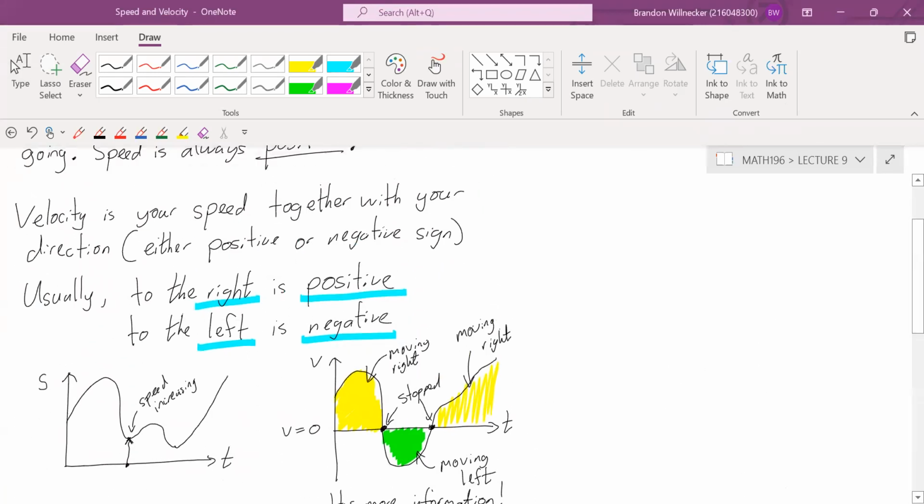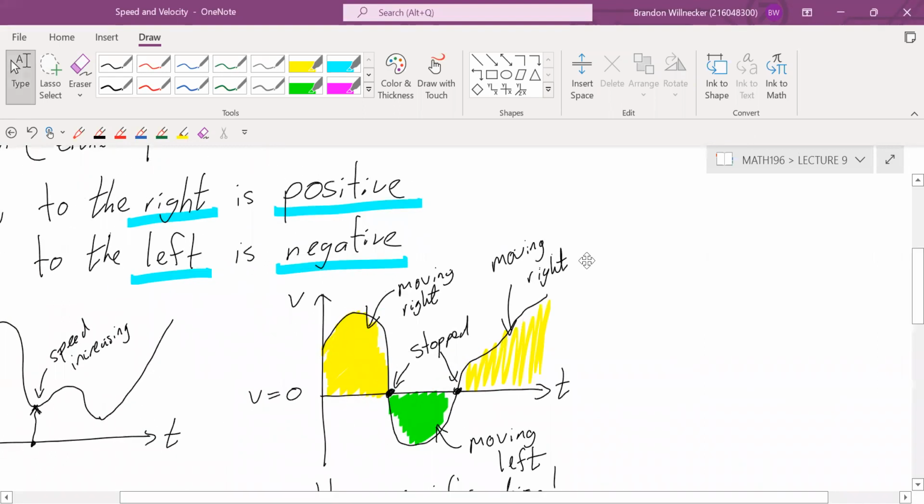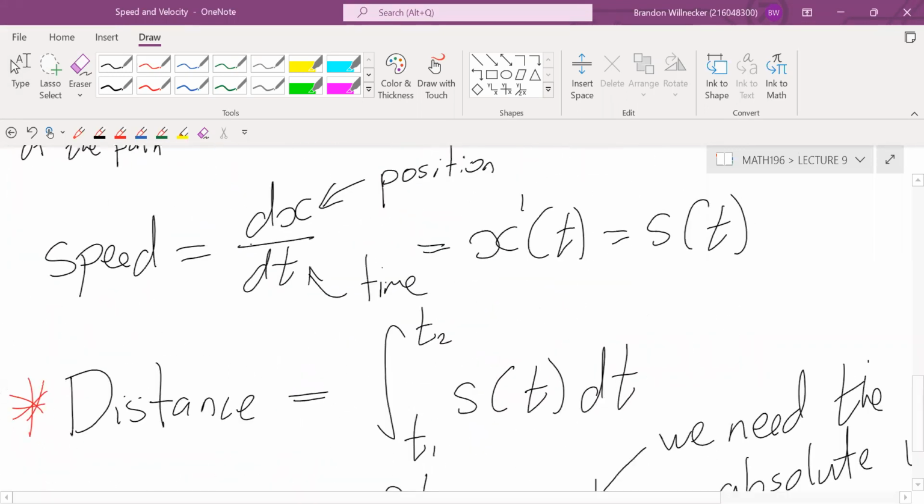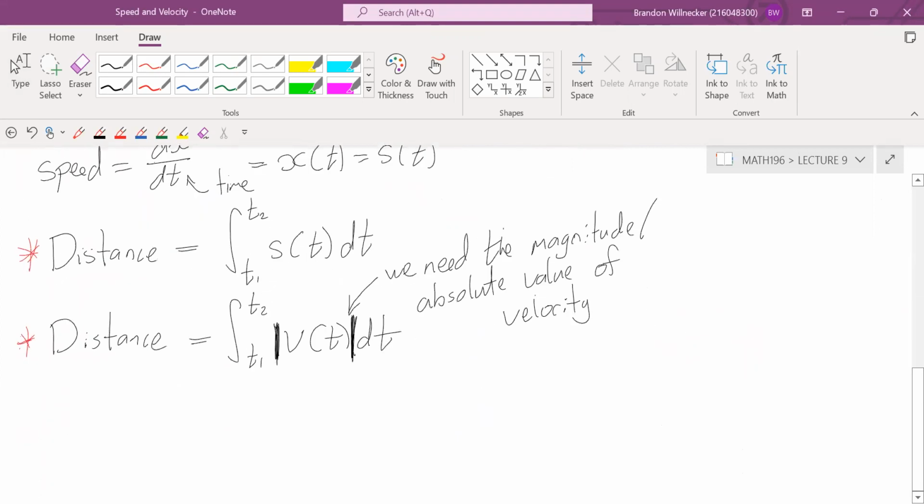Okay, so if we just go back here, we see that for velocity, there are positive parts and there are negative parts. If we want to find the distance, we need only positive parts. So we take the absolute value, it makes everything positive, and then summing that up, we get the distance.